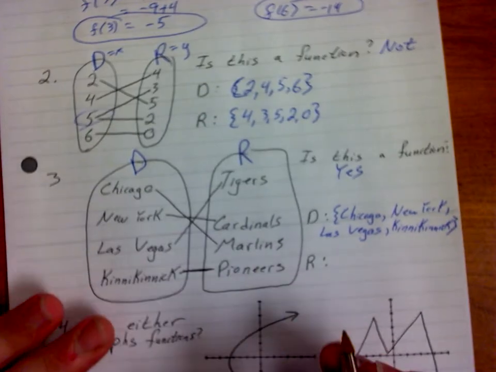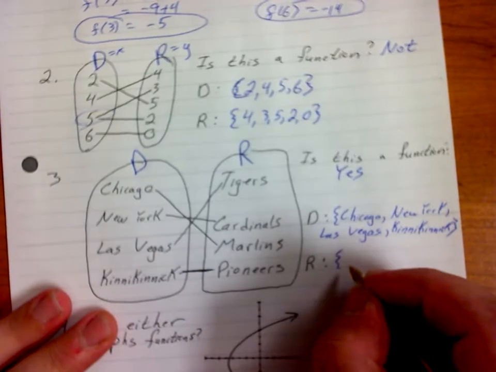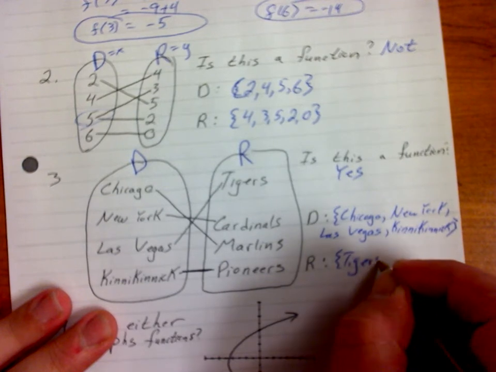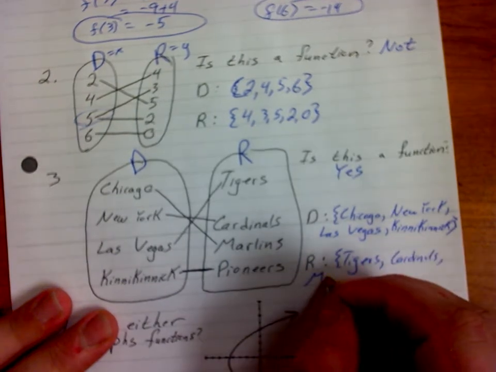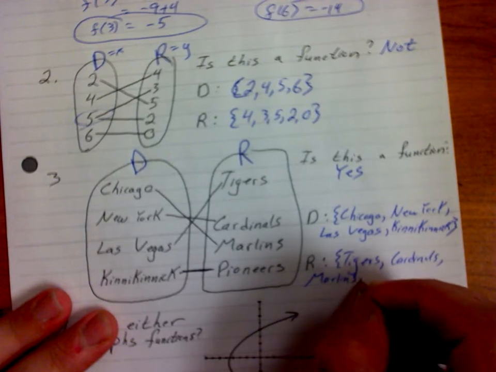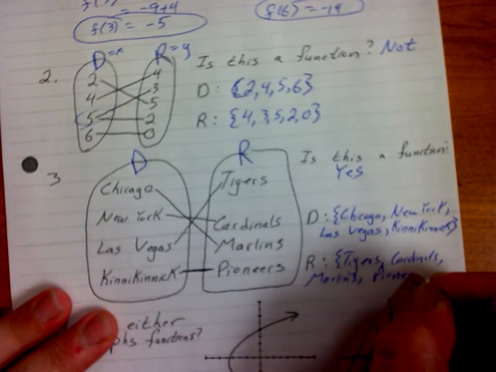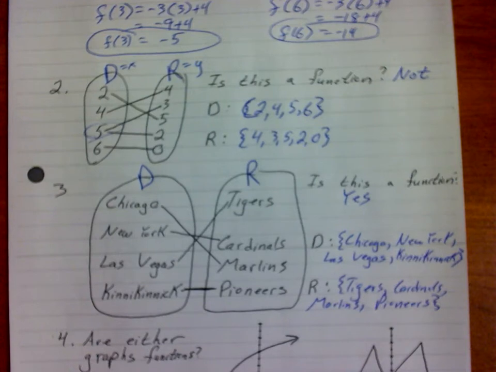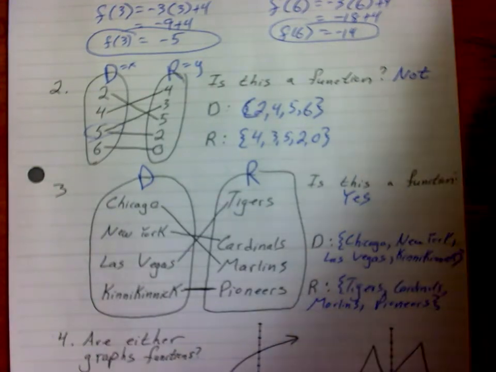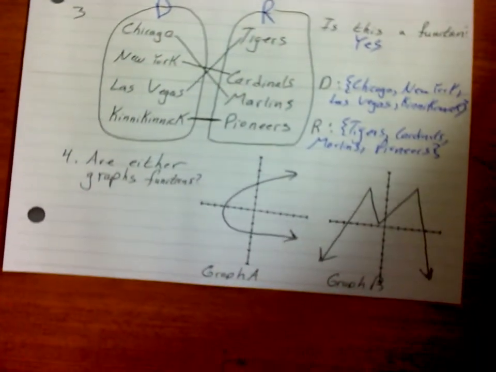And the range is still the elements in our other circle here, which we have Tigers, Cardinals, Marlins, and Pioneers. Okay, it doesn't really matter if it's numbers or terms. Same process is going to be dealt with here. Okay. Now we have this bottom one here.